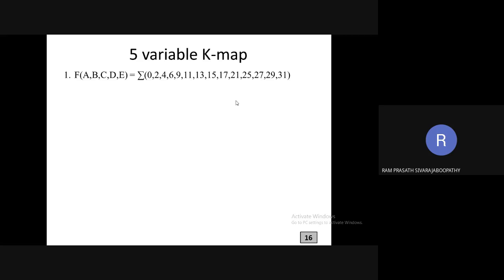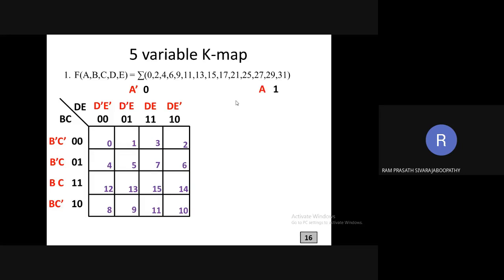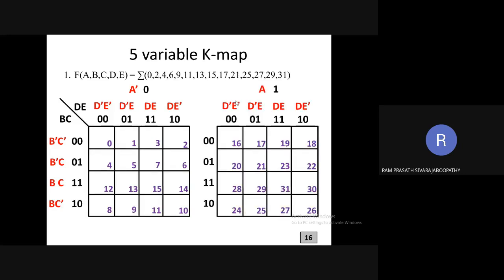We are having 0 2 4 6 9 11 13 15 17 21 25 27 29 31. These are the minterms we are having in the given expression. So what we are going to do: A equal to 0 is this K-map table, then A equal to 1 is this K-map table. So totally we are having 32 cells like this. Fine. Now we are going to put the ones. Whichever cells we are going to put 1 in: 0 2 4 6 9 11 13 then 15 17 21 25 27 29 31.